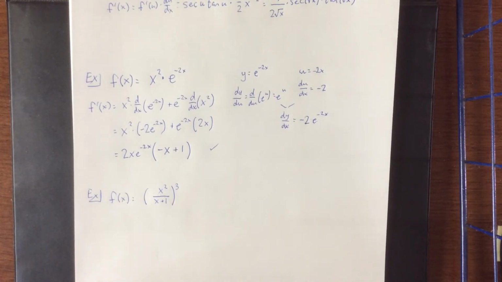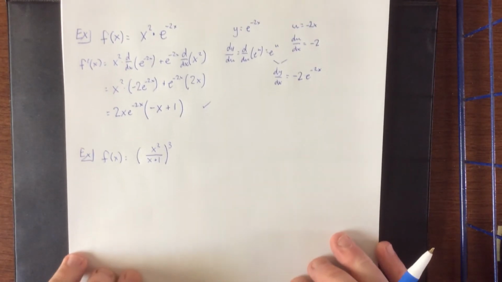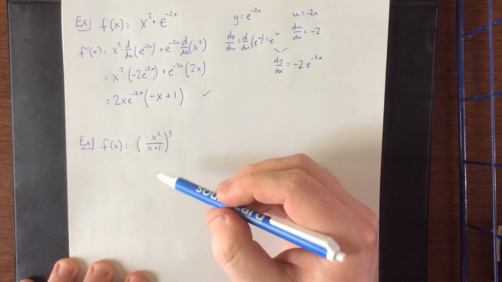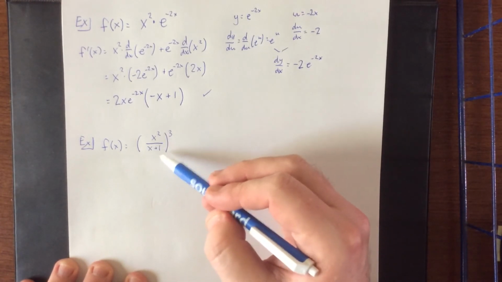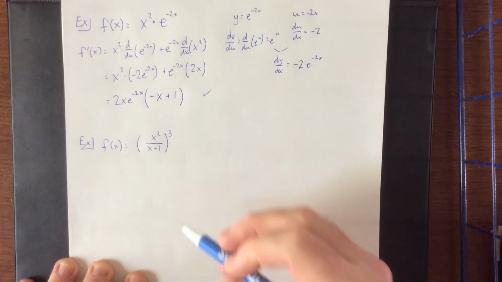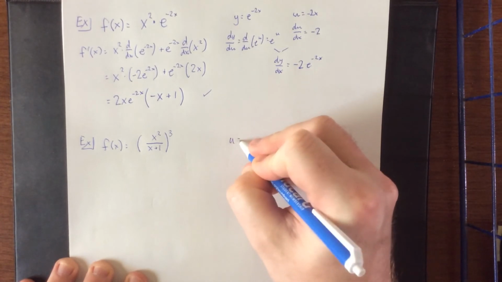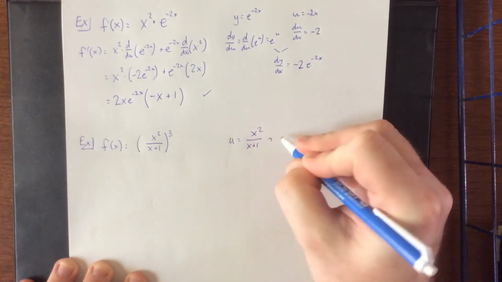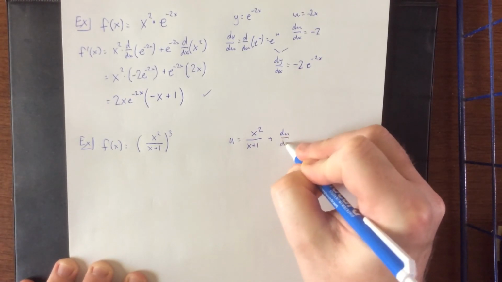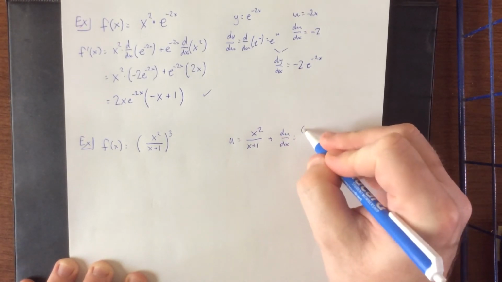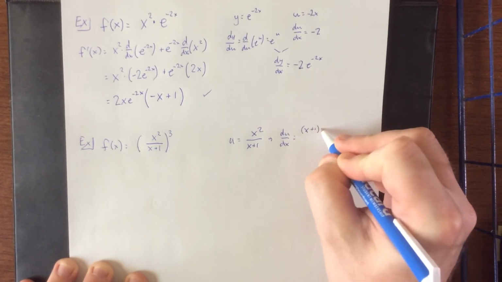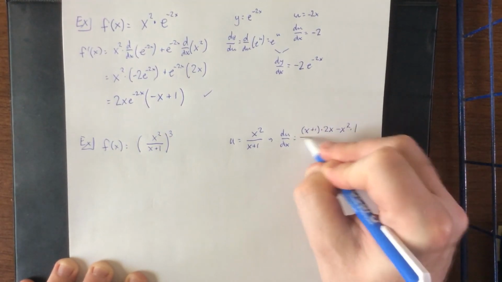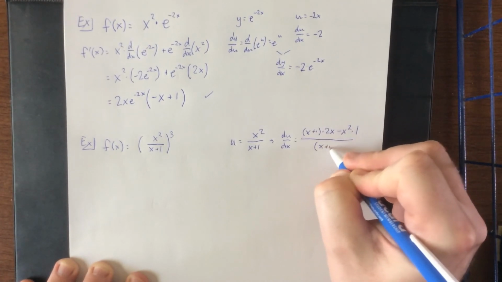And for our third installment of the inside-out approach to the chain rule, here we have f of x is equal to x squared over x plus 1, all raised to the third power. Our inside function in this case being u is equal to x squared over x plus 1. In order to take this derivative, we will need to make use of the quotient rule. Quotient rule says low d high, less high d low, over the square of what's below.